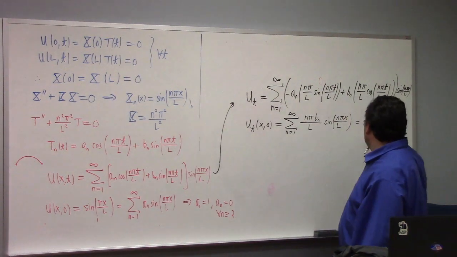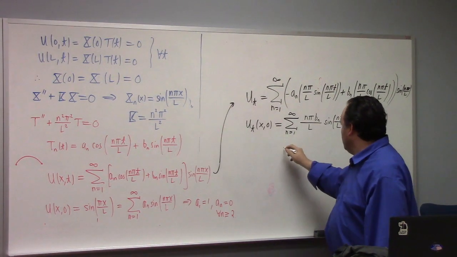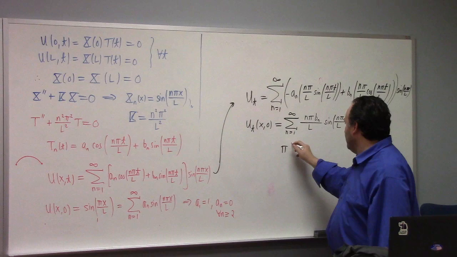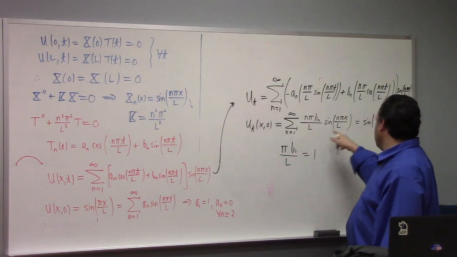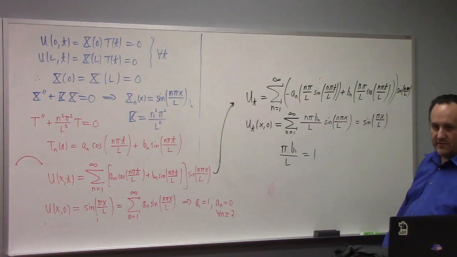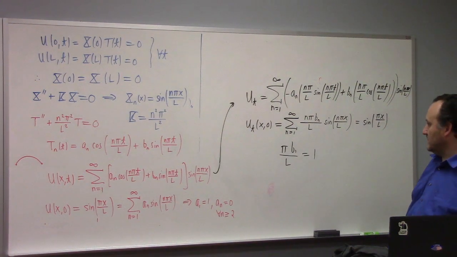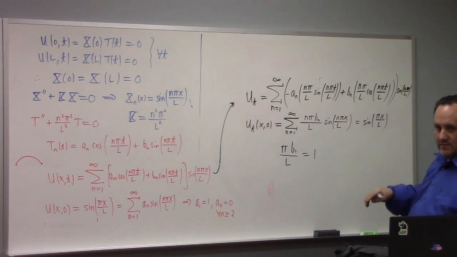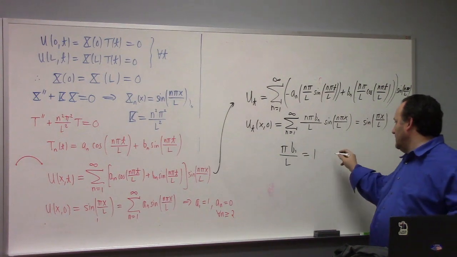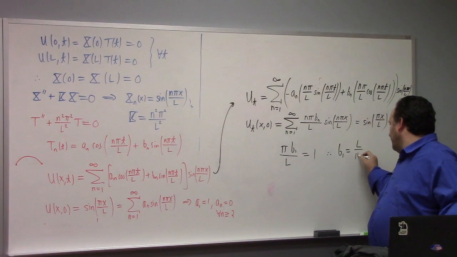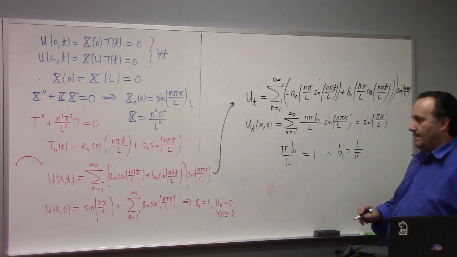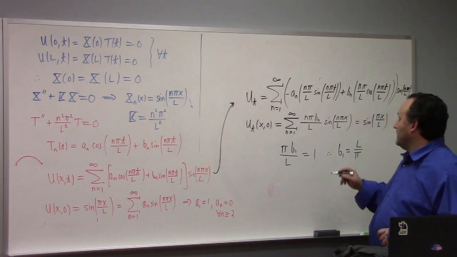So we get pi b1 over L is equal to 1 from this, equating coefficients of the Fourier expansions using the orthonormality of the sine modes. And so b1 is apparently L over pi. So put this all together, what's my solution?